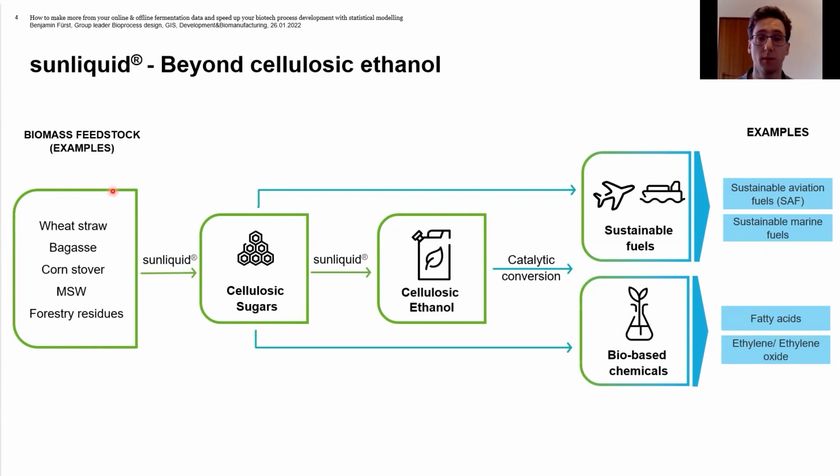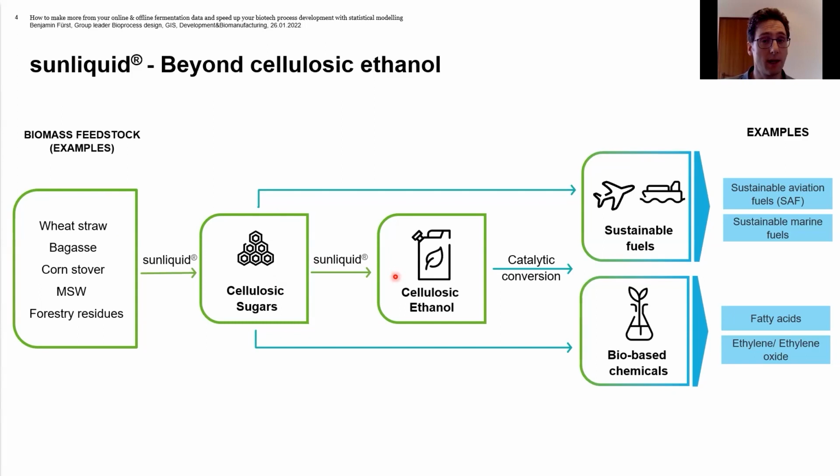How does it work? So we use, just to stress this again, that's the second generation bioethanol production. So we use non-edible biomass feedstock, so basically agricultural residues. This can be wheat straw, bagasse, corn stover, municipal waste, or forestry residues. We put that into the Sunliquid process, and we at first turn them into cellulosic sugars, and then to cellulosic ethanol.